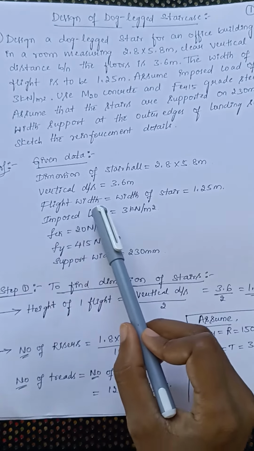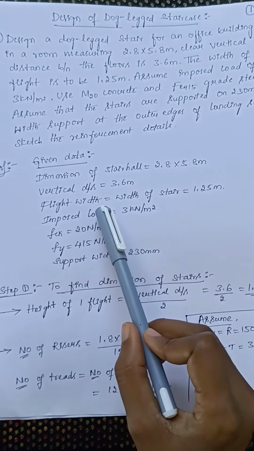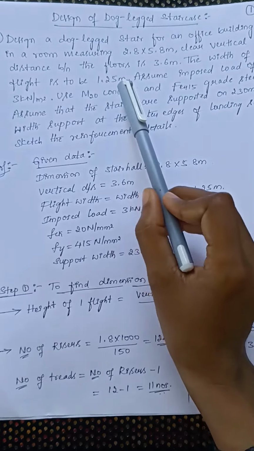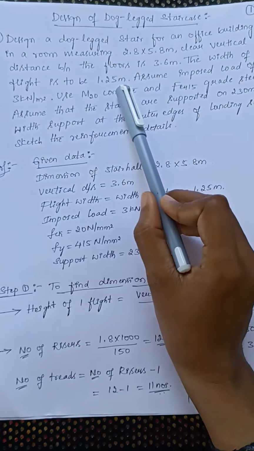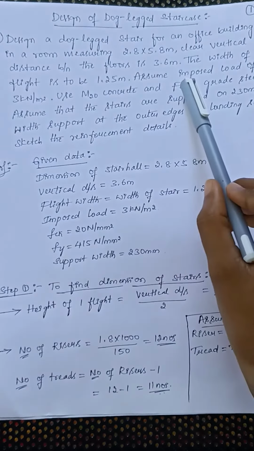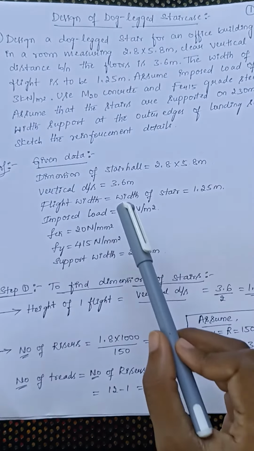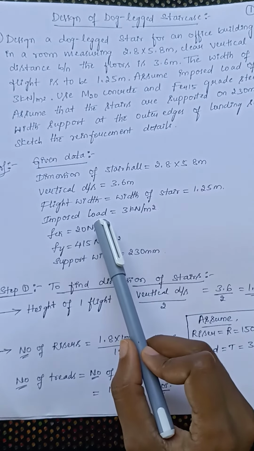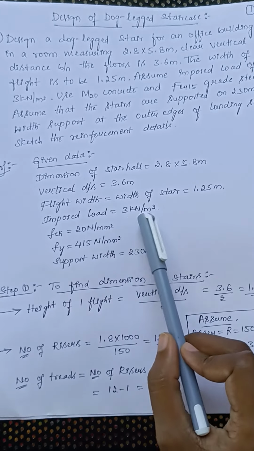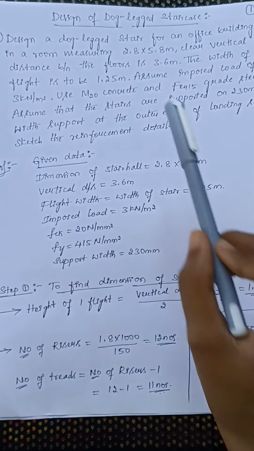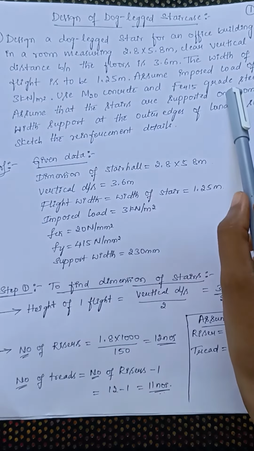Then the flight width is given, which is nothing but the width of the stair, given as 1.25 meter. And then the imposed load which is carried by the stair is also given to you. That is nothing but the live load which is acting on the stair, which is 3 kN per meter square. And the grade of the concrete as well as the steel is given.